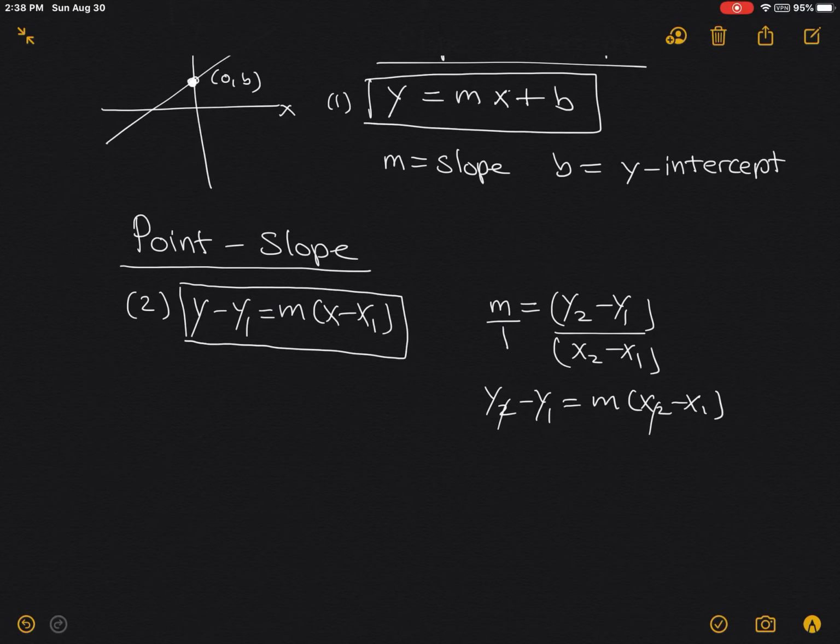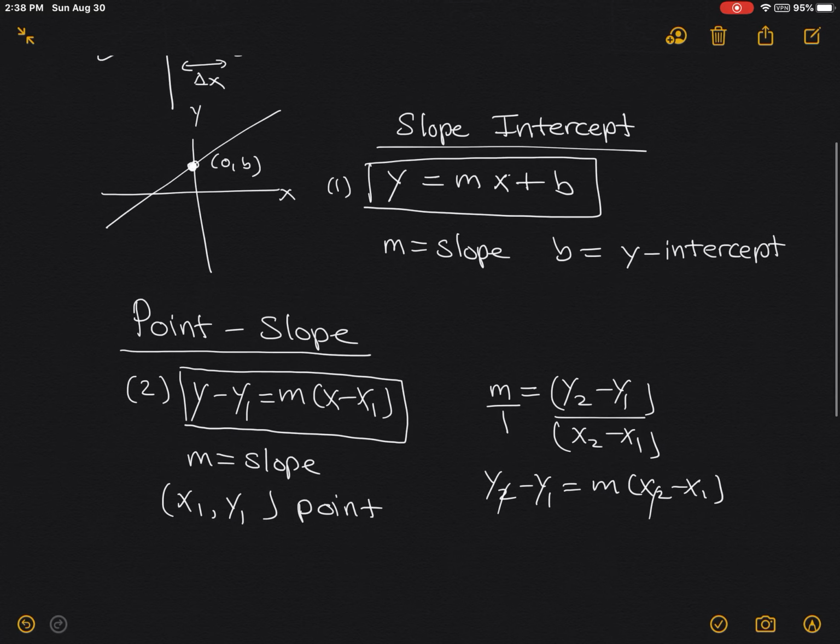Okay, so point slope, very, very useful. Another way to write the equation of a line. M is your slope, and x1 comma y1, that's a point on the line. Okay, very, very convenient. You can go from point slope to slope intercept very easily just by distributing what your slope is and then adding y1 to the other side. All right, so that's just a quick recap on linear functions.